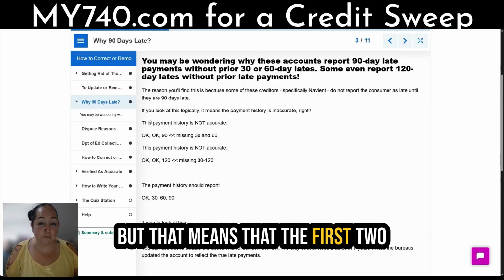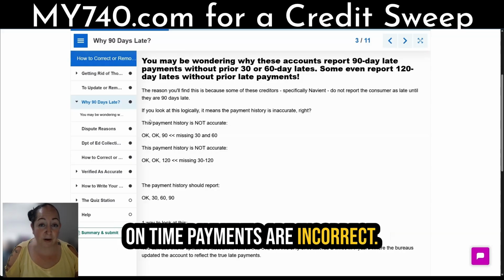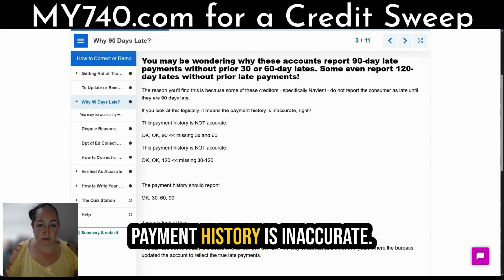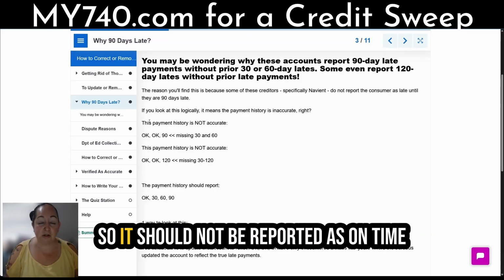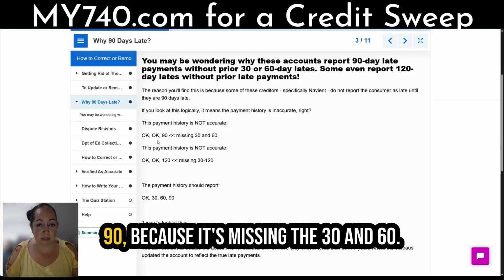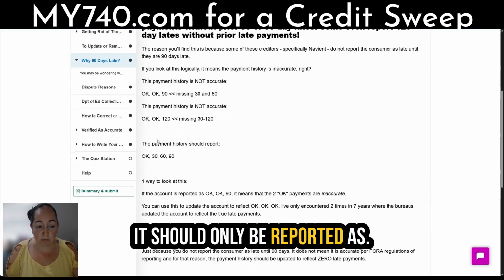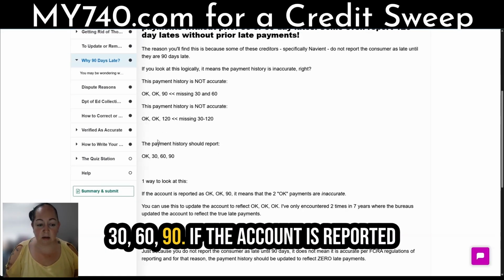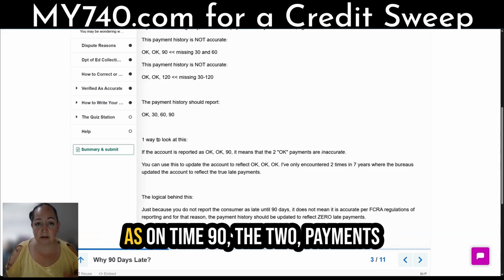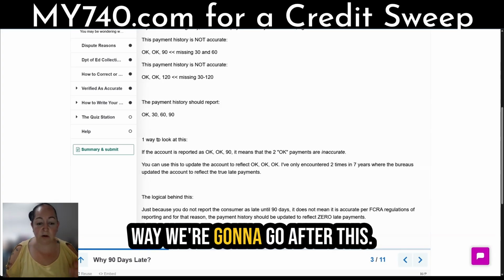But that means that the first two on-time payments are incorrect. So if you look at this, the payment history is inaccurate. It should not be reported as on time 90 because it's missing the 30 and 60. The payment history is not accurate. It's missing 30, 60, and 90. It should only be reported as 30, 60, 90. If the account is reported as on time 90, the two payments are inaccurate, and this is the way we're going to go after this.